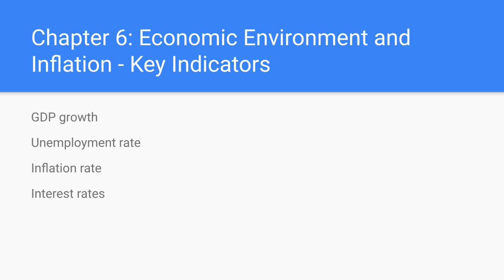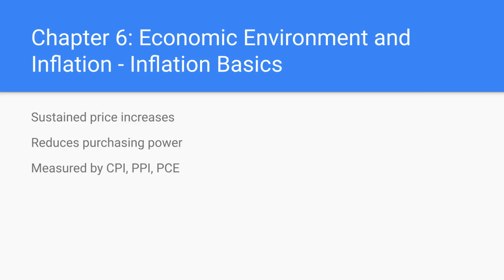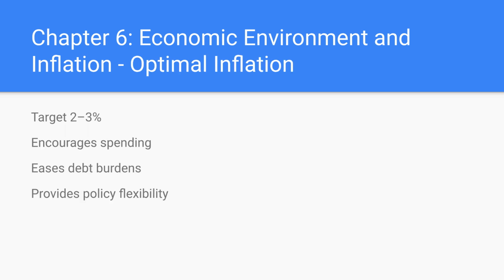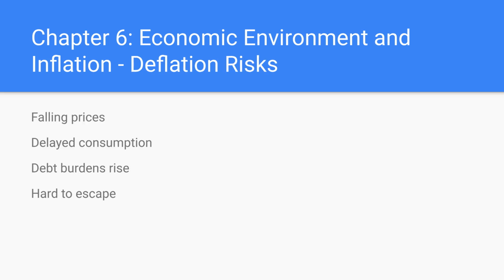Key indicators include GDP growth, unemployment rate, inflation rate, and interest rates. Inflation is a sustained increase in prices, which reduces purchasing power. It is measured using indices like CPI, PPI, and PCE. Optimal inflation, often targeted at 2 to 3%, encourages spending, eases debt burdens, and provides flexibility for policy decisions.